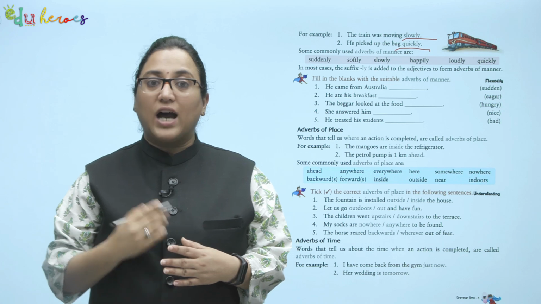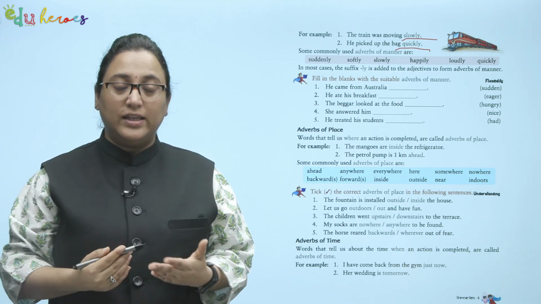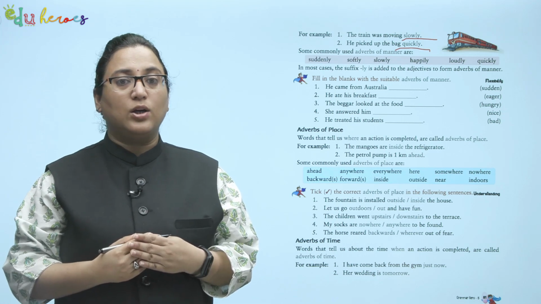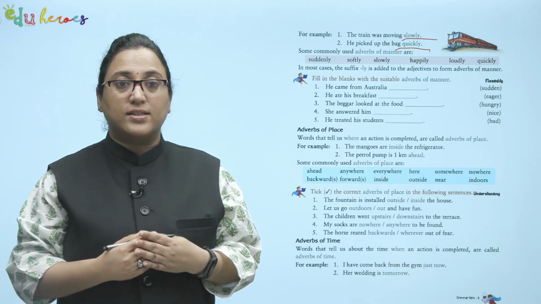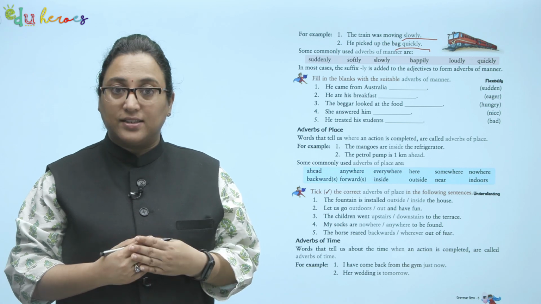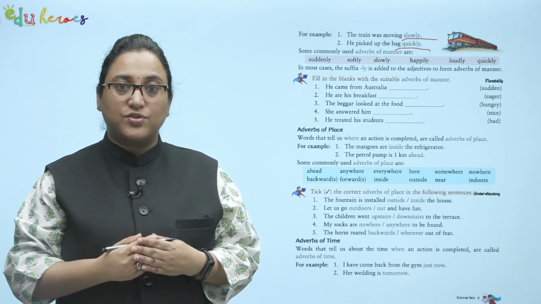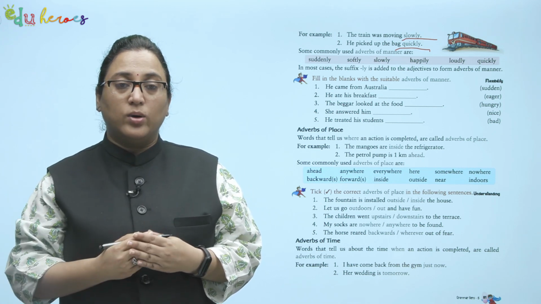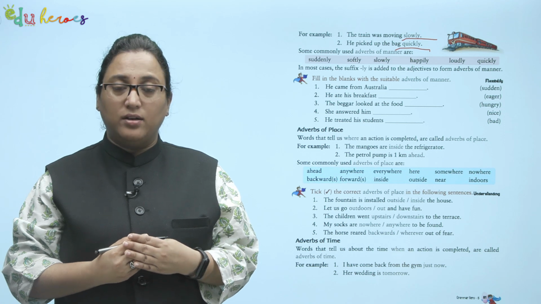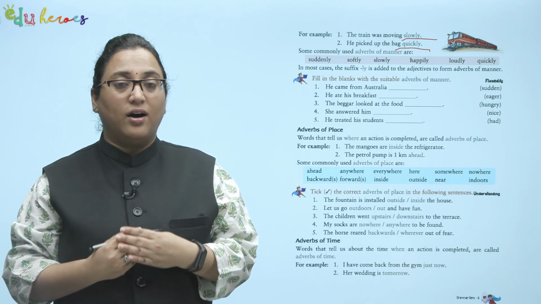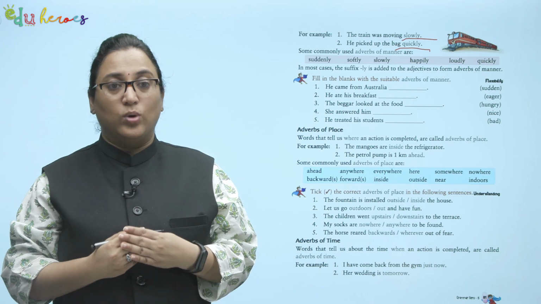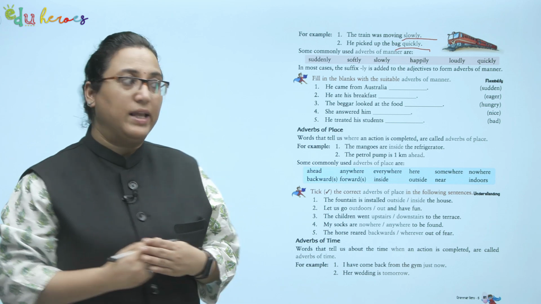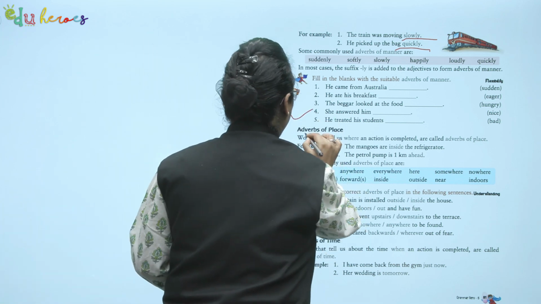Some commonly used adverbs of manner are suddenly, softly, slowly, happily, loudly, and quickly. In most cases, the suffix ly is added to the adjectives to form adverbs of manner. So, all these words that you see in adverbs of manner have something in common. All are ly ending words. We move on to the next type, adverbs of place. The second type.